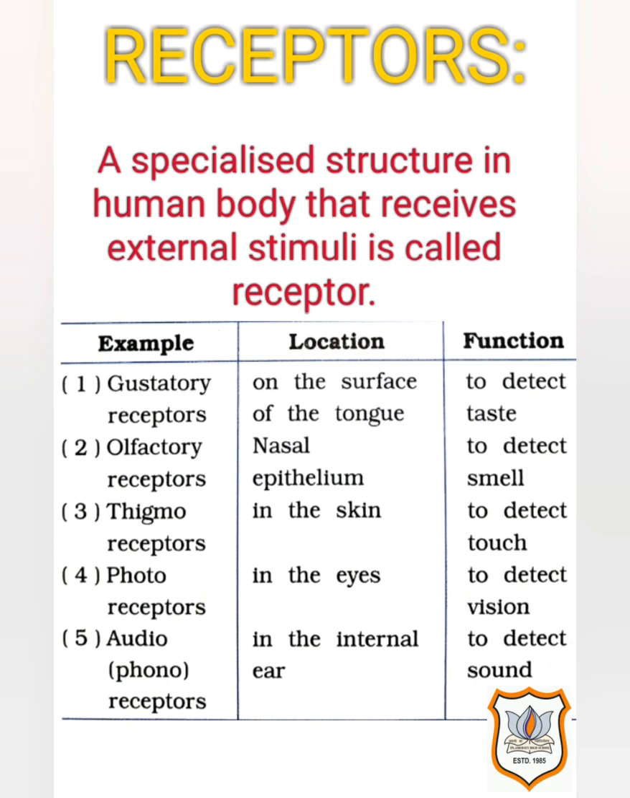Then thigmoreceptors in the skin, used to touch. Then photoreceptors, clear from the word, in the eye and used to see objects. Then audio, or we can say phonoreceptors, located in the internal ear and used to detect sound.